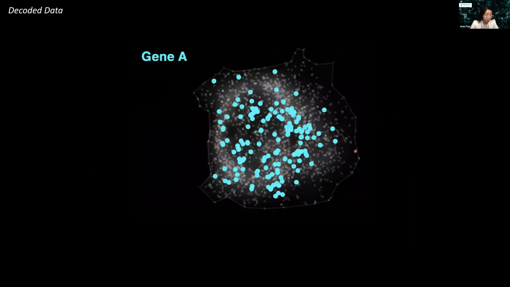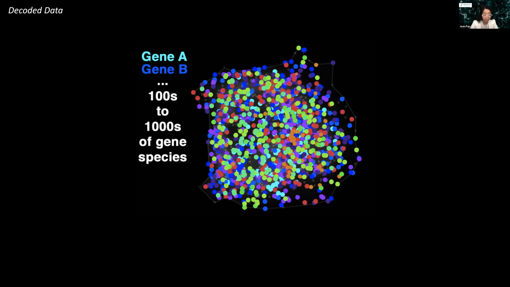And what MERFISH allows us to do is take a picture of where different RNAs are inside fixed cells. So here we have a cell, and each point is a different molecule, and we can precisely image, or decode after many rounds of imaging, what molecules correspond to gene A, what molecules correspond to gene B, and likewise for hundreds to now up to 10,000 different targeted gene species.